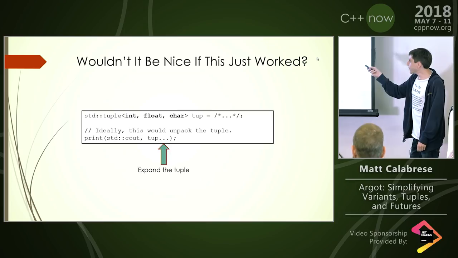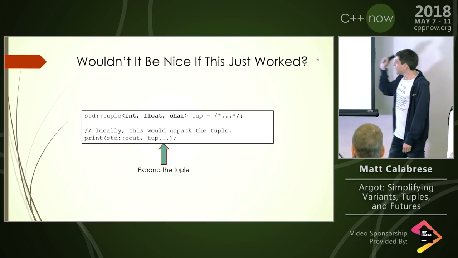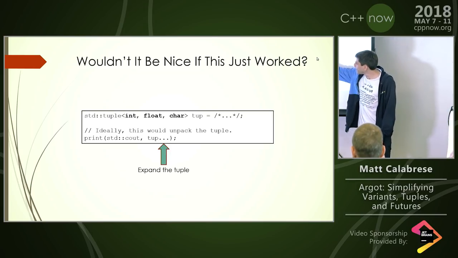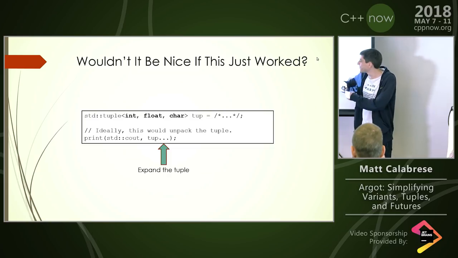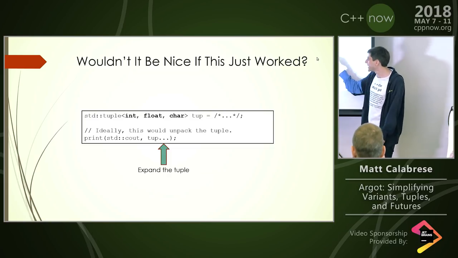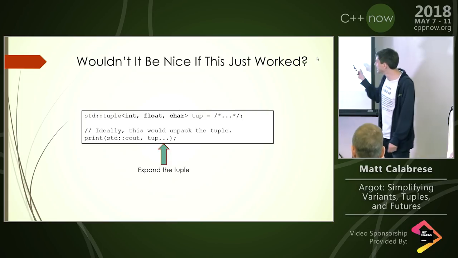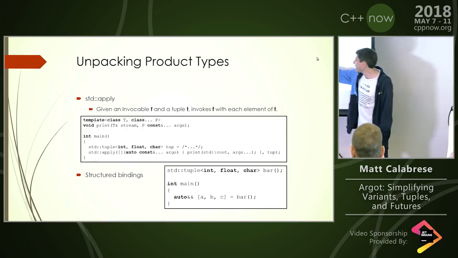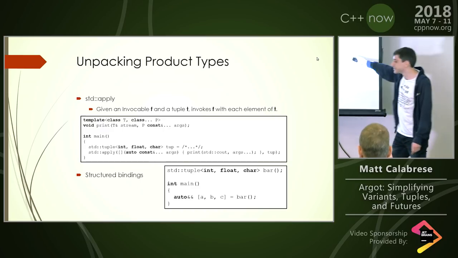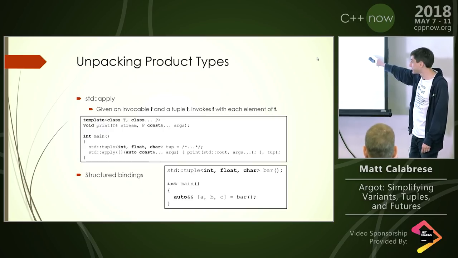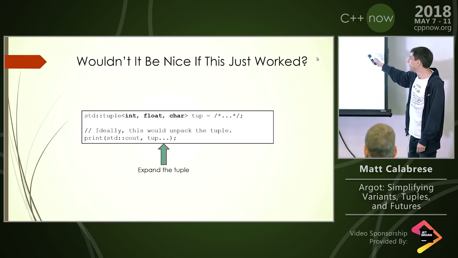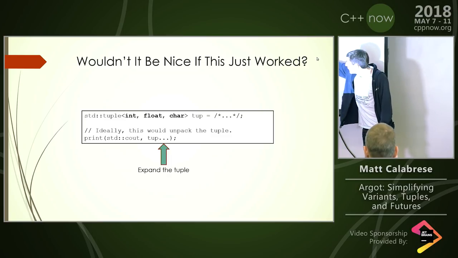But when looking at other languages, very often when they have tuple support, you can just expand out a tuple in an argument list. Why can't we do this in C++? I can't stress that enough. Why did we end up with this? We've had tuples in the language since C++11, when really this syntax shouldn't be that hard to get.